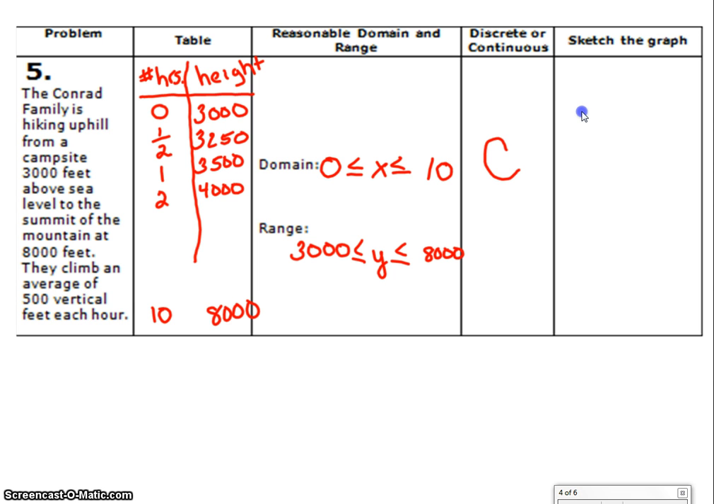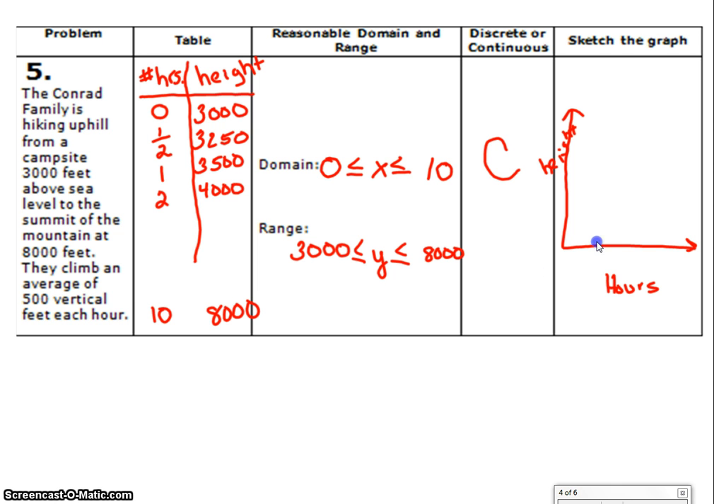Now when I sketch my graph, I do have to consider the fact that I'm not going to go negative amounts. So I can still just draw my first quadrant to represent the positive measurements. My x-axis is going to have a label of hours. And my y-axis is going to be the height. Alright, that was kind of messy. I know you guys can do a little bit better than that.